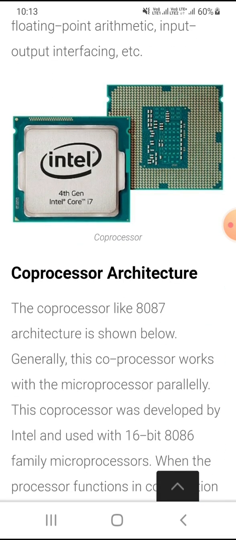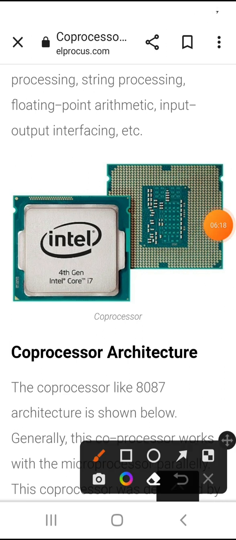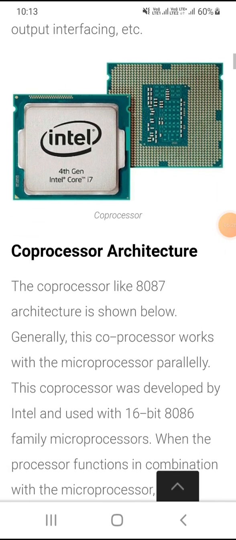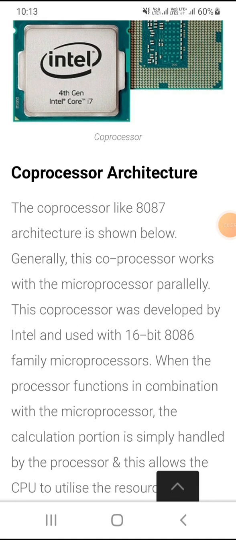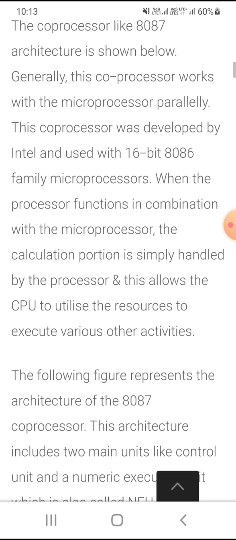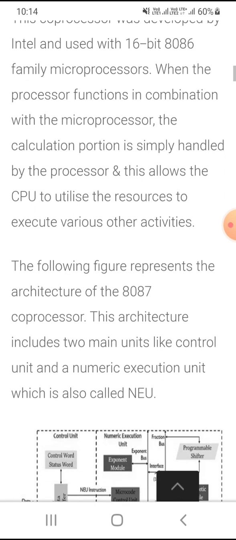Coprocessor architectures. You can see this example of the coprocessor image for understanding it better. The coprocessor architecture, the coprocessor like 8087 architecture is shown below. Generally the coprocessor works with the microprocessor in parallel. This coprocessor was developed by Intel and used with the 16-bit 8086 family microprocessor. When the coprocessor functions in combination with the microprocessor, the calculation portion is simply handled by the coprocessor, and this allows the CPU to utilize its resources to execute various other activities.